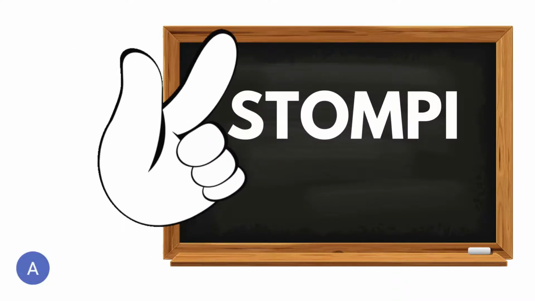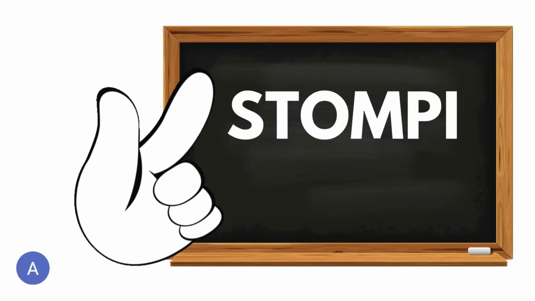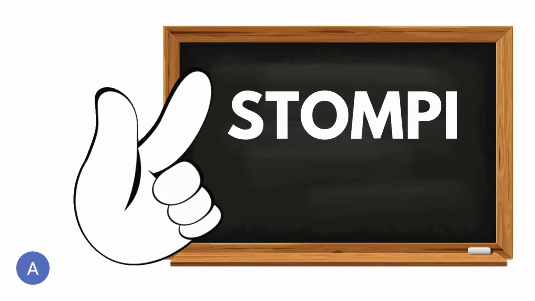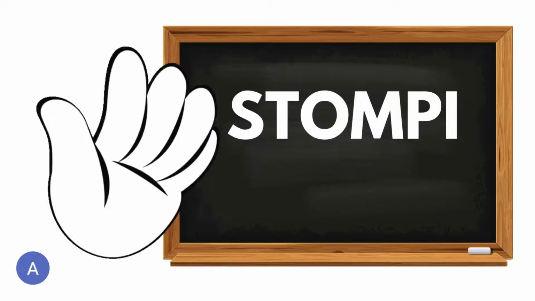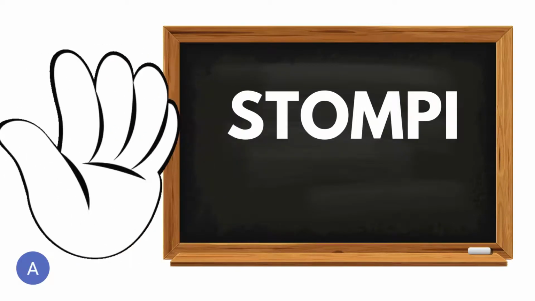Hey everyone, welcome. Today we're going to learn a really cool trick that will help you master sentence structure in Afrikaans. It's called STOMPI. Weird word, right? But trust me, it's super helpful.